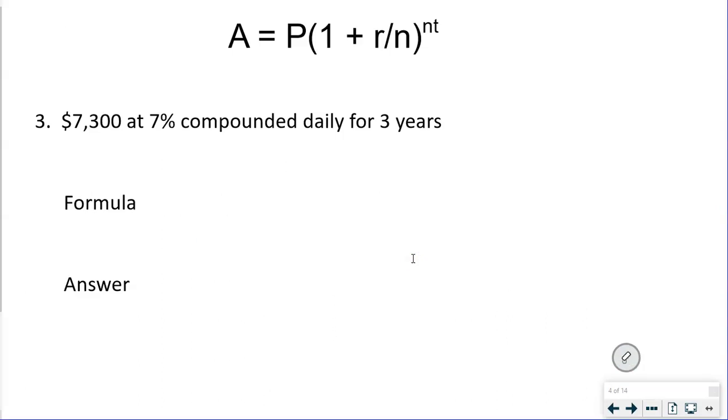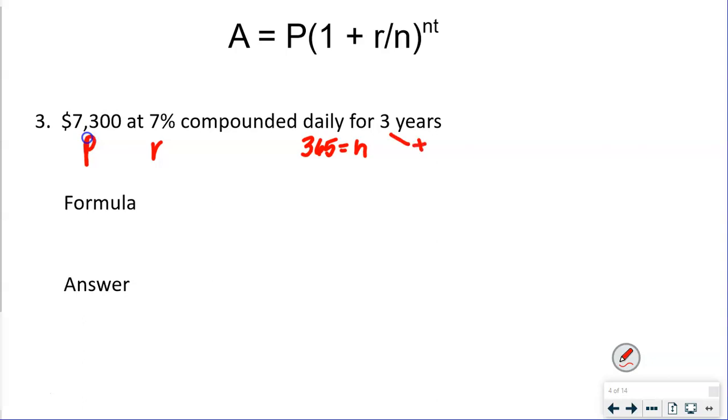So for this next equation, we have A equals P times 1 plus R over N to the N times T power. So we want to talk about our final amount is going to be our A. Our P is going to be what we start with. And then our rate of interest is this. And then it says daily, so there's 365 days in a year, so that's going to be our N. And then this 3 right here is going to be equal to our T.